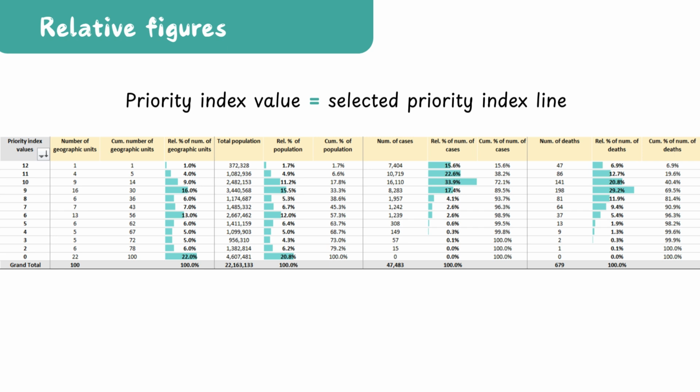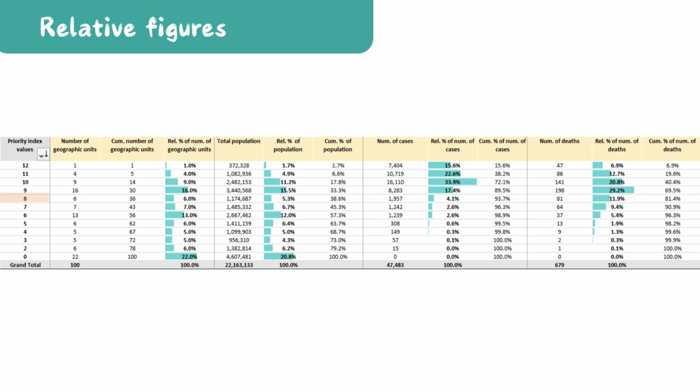Relative numbers and percentages are for the geographic units that have a priority index value equal to the selected table line. For example, looking at geographic units that have a priority index equal to 8. 6 geographic units have a priority index equal to 8. About 1 million people live in geographic units that have a priority index equal to 8. This represents about 5% of the country population.